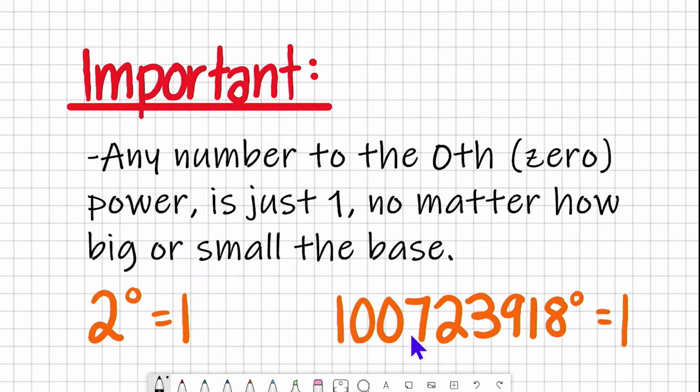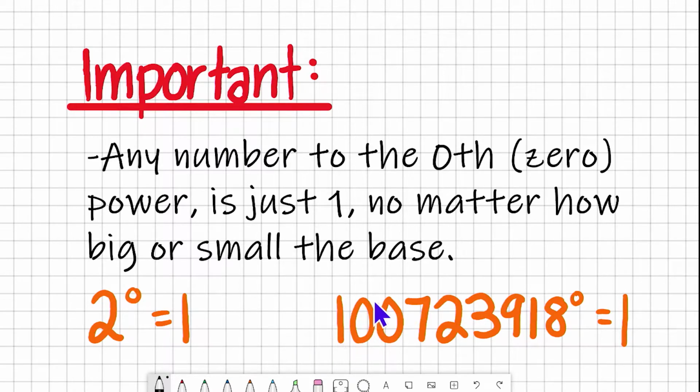So then some important things to note. Any number to the 0th power is just 1, no matter how big or small the base number is. It could be as small as 2. It could be as big as whatever this number is. This is not a degree sign. This is a 0. Just want to point that out. When they're talking about exponents, it's going to be a 0, not a degree sign. I assure you, it's always just going to be 1. There's literally no exception. Anything to the power of 0 is just 1.